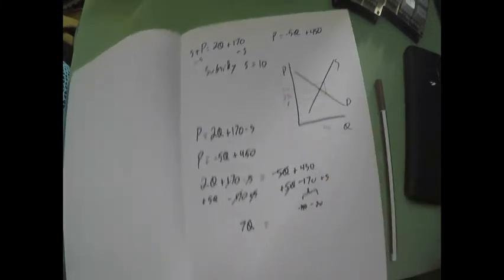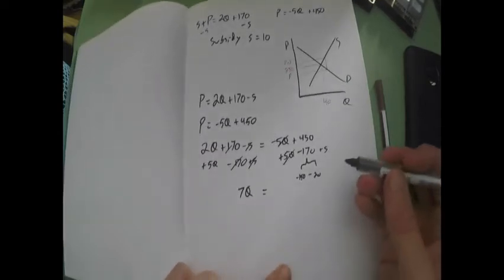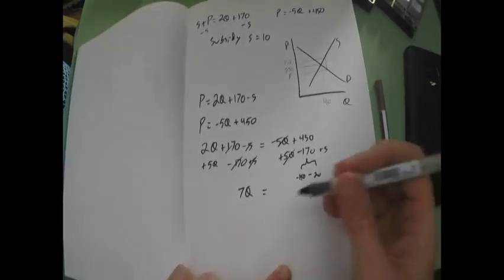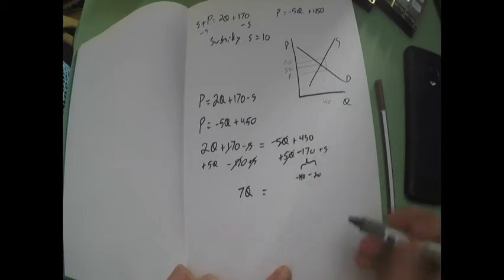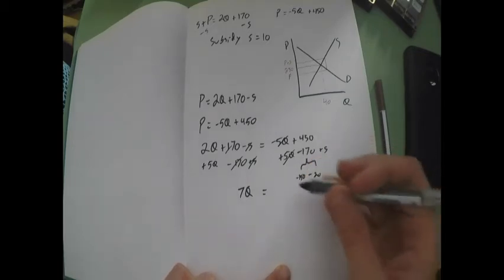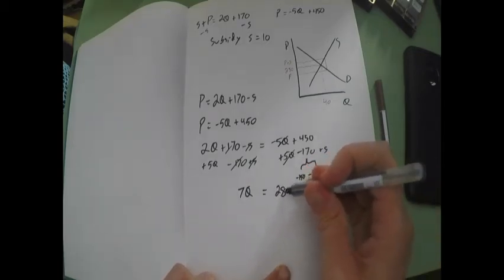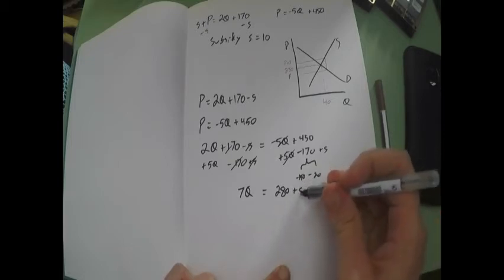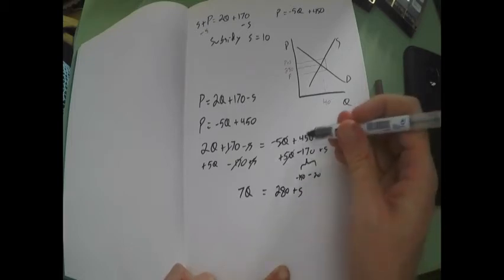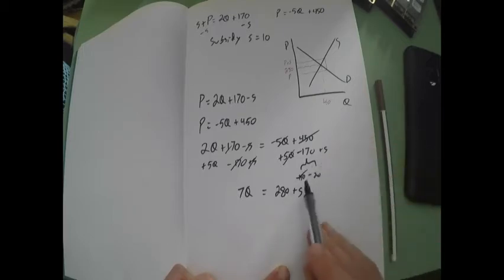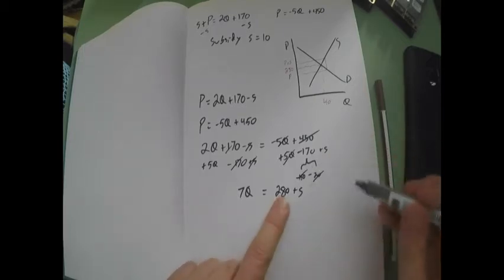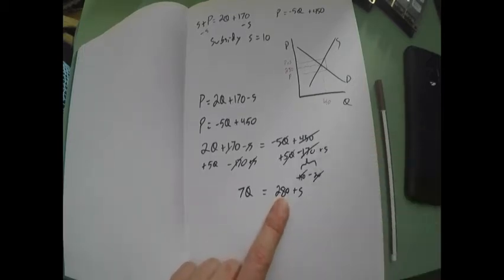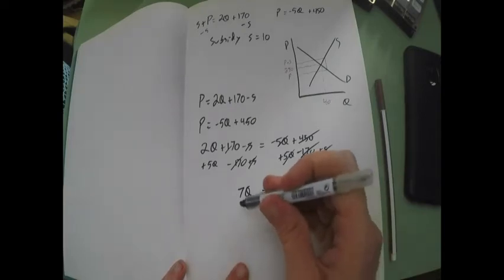450 minus 150, that's something I can do in my head. That's just 300. So I've got 300 minus 20. 300 minus 20, I can do that in my head. That is 280 plus S, right? So 450 minus 150 is 300, minus 20 gives us that 280. Now we've taken care of that 170 plus the S. Cool, we've got everything. We haven't lost anything yet.